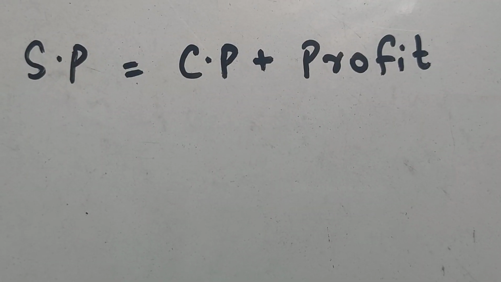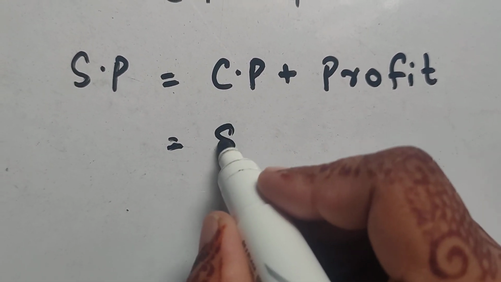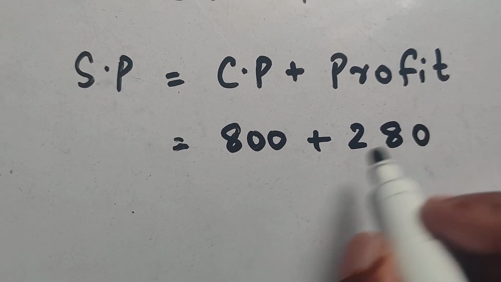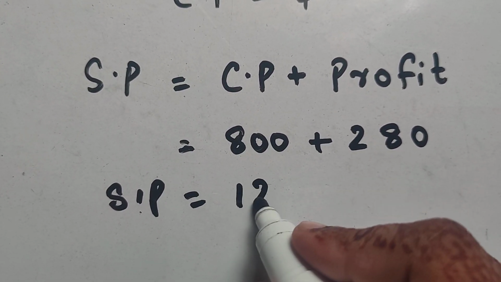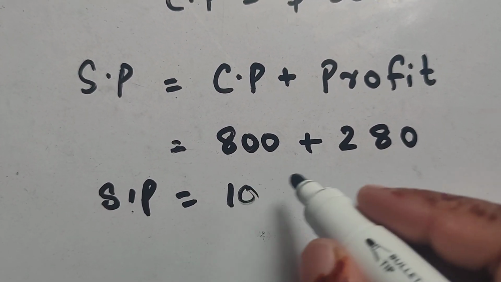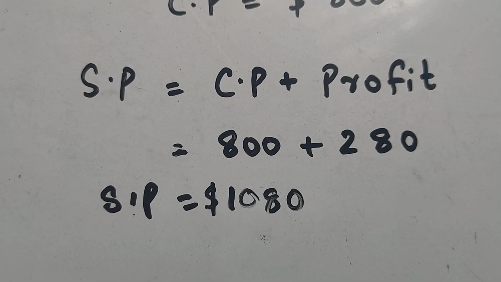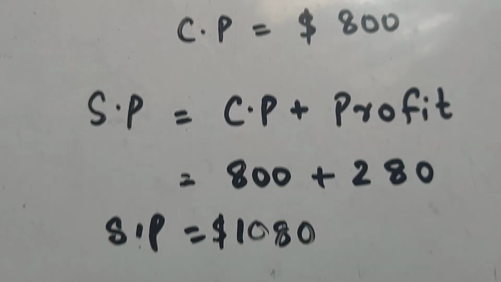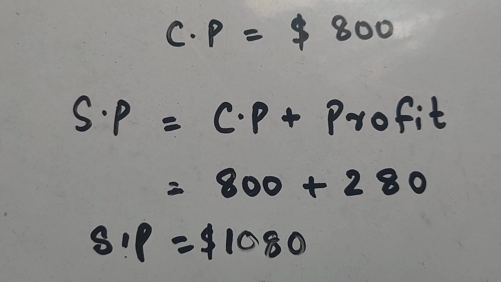And we know selling price is the sum of cost price and profit. So we simply have to add up these two values, that is $800 and $280. So we have the selling price of $1080. This is the selling price, $1080. The cost price is $800 and the selling price is $1080.